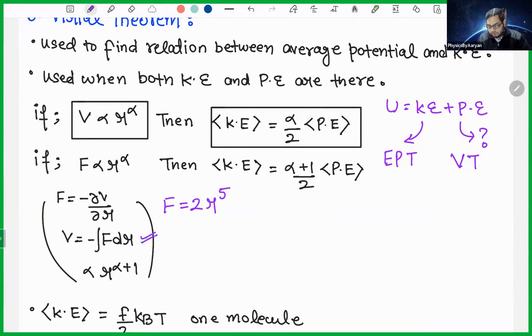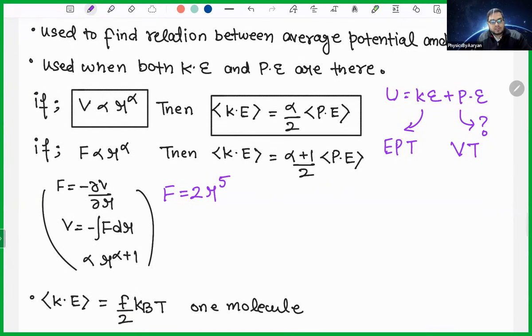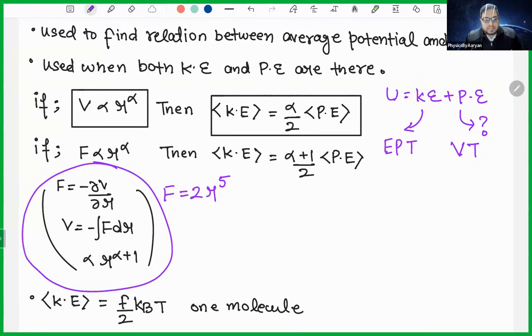Is it okay to say that potential is equal to the integration of force? So if force is dependent upon R to the power alpha, can I say potential will be dependent upon R to the power alpha plus 1? Is this bracket okay to all of you? Have you heard about this relation somewhere in BSc or MSc? Yes.